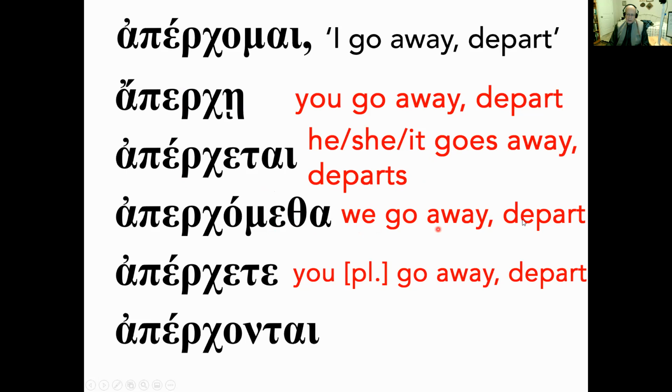Ap erchometha, we go away, depart. Ap erchete. Sorry, this should be erchesthe. This is a mistake. I won't take the time to correct it. Just please correct it in your minds. Esthe, not ete. I made a mistake. Ap erchesthe. You plural go away, depart. Ap erchontai. They go away or depart.